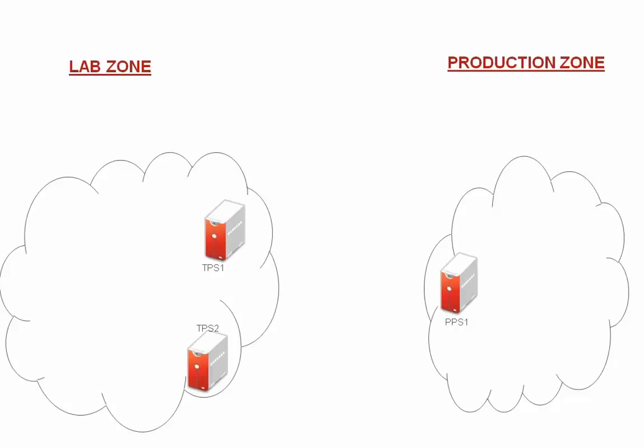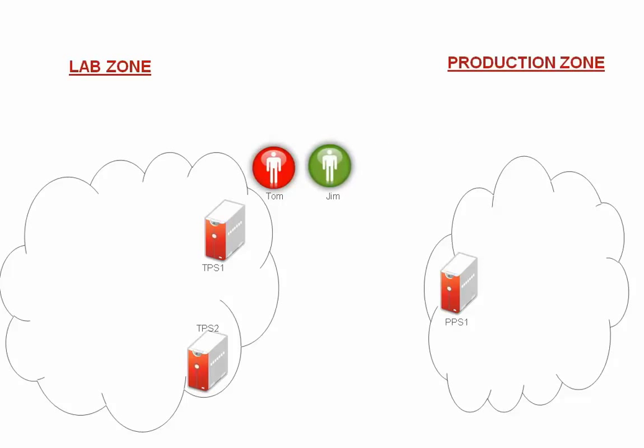ABC Corporation has two zones, a lab zone and a production zone. Tom is the administrator of the lab zone and Jim is the administrator of the production zone. ABC Corporation has the practice of creating and testing bundles and policies in the lab zone before making any changes in the production zone. Tom is an expert in creating and testing bundles and policies.